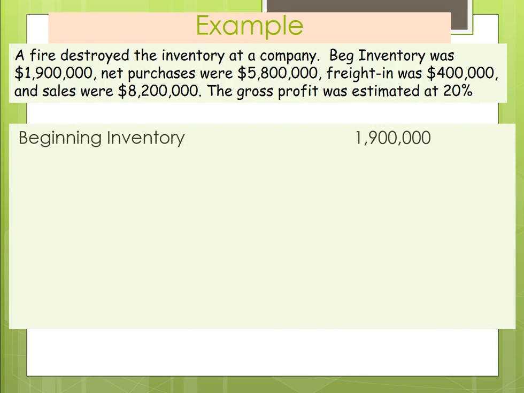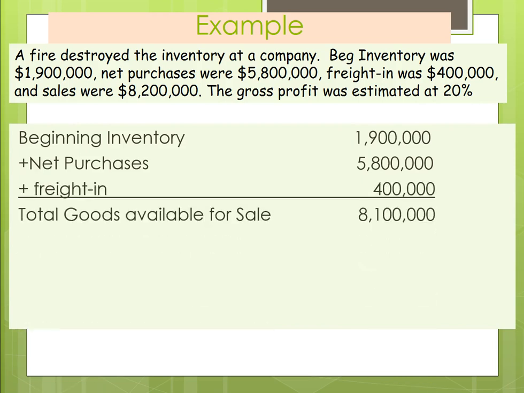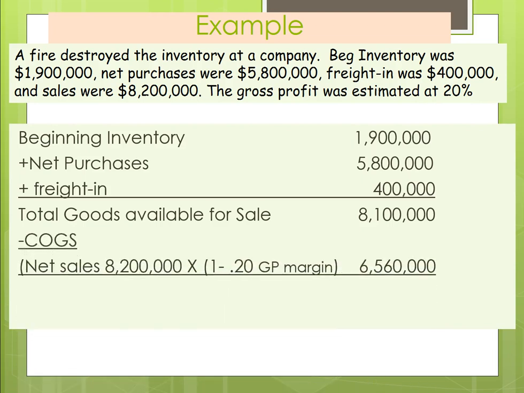So we would start with our beginning inventory of 1.9. We would add our 5.8 purchases plus our freight in, and that gives us total goods available for sale. Now we're going to estimate our cost of goods sold. We're going to take net sales times 1 minus the 0.2, which gives us 80% of that, gives us 6.56 million, and that gives us our estimated ending inventory.